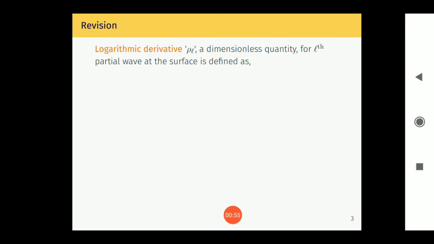Logarithmic derivative, which is a dimensionless quantity denoted here as rho L, for the nth partial wave at the surface of interaction, is defined as the ratio of the derivative of the wave function U L with respect to r exactly at the surface r equals R, divided by U L. So that is the definition of logarithmic derivative, which is basically a dimensionless quantity. So that is for the nth partial wave.